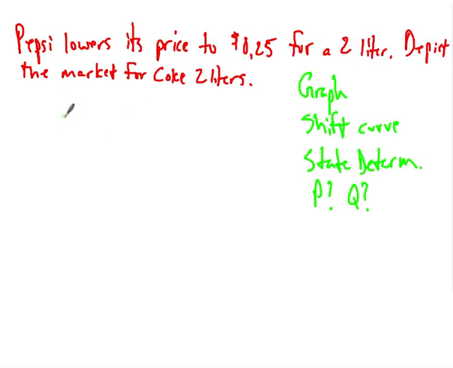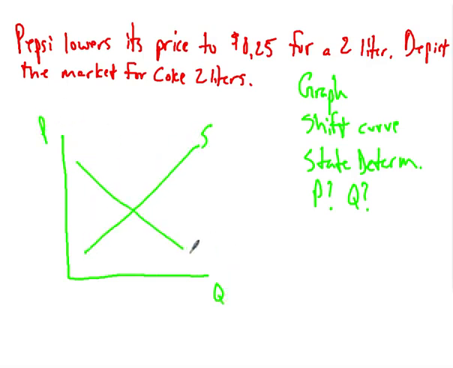All right, so here's how you work this out. Pepsi lowers its price to 25 cents for a 2-liter jug of Pepsi. Depict the market for Coke 2-liter bottles. And so we'll start off, I'm going to start all these graphs off, price and quantity. Here's the supply, here's the demand. And so we know that Pepsi and Coke, they are competitors, all right?